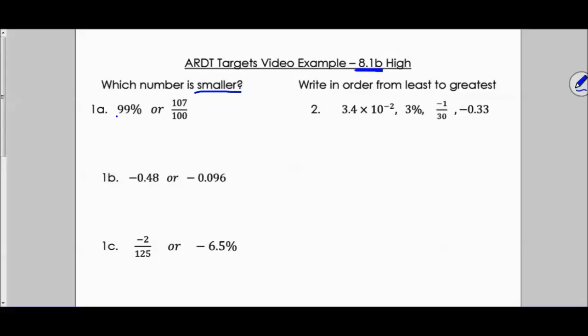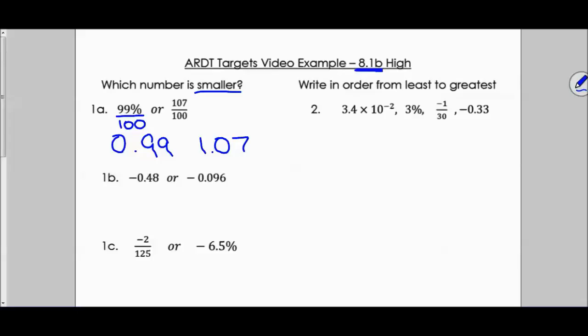We change percents into decimals by dividing by 100 or moving the decimal place 2 places. Either way, that's 0.99. Fractions are very easy to change to decimals. We just divide. It's really just a division problem. 107 divided by 100 is 1.07.